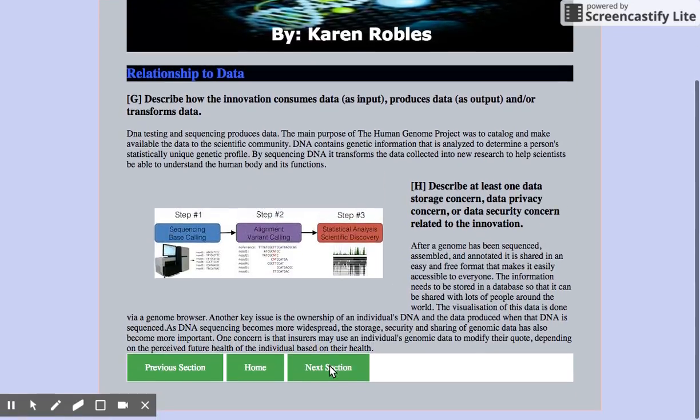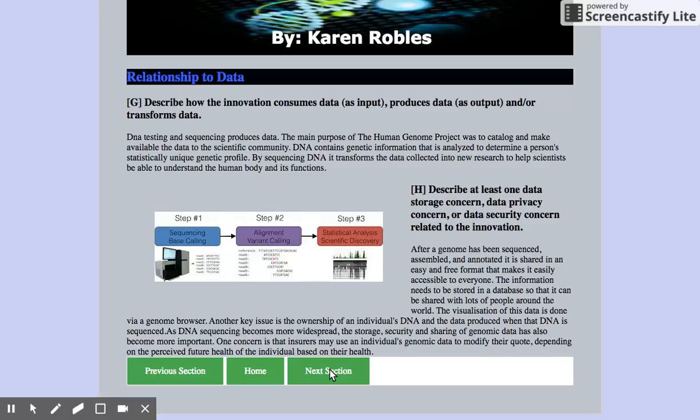The innovation consumes data and produces data or transforms data. So I talked about DNA testing and sequencing producing data. The main purpose of the Human Genome Project was to catalog and make available the data to the scientific community. DNA contains genetic information that is analyzed to determine a person's statistically unique genetic profile. And by sequencing DNA, it transforms the data collected into new research to help scientists be able to understand the human body and its functions.